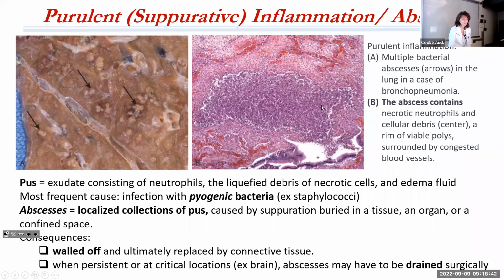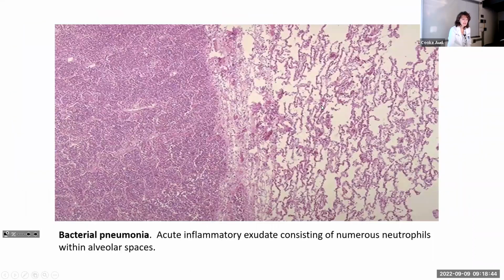Now, here's an example of bacterial pneumonia. Which side is the normal one? Left or right? Which one is the normal lung? Guys, histology. This one? Okay. Why? Why do you see here?